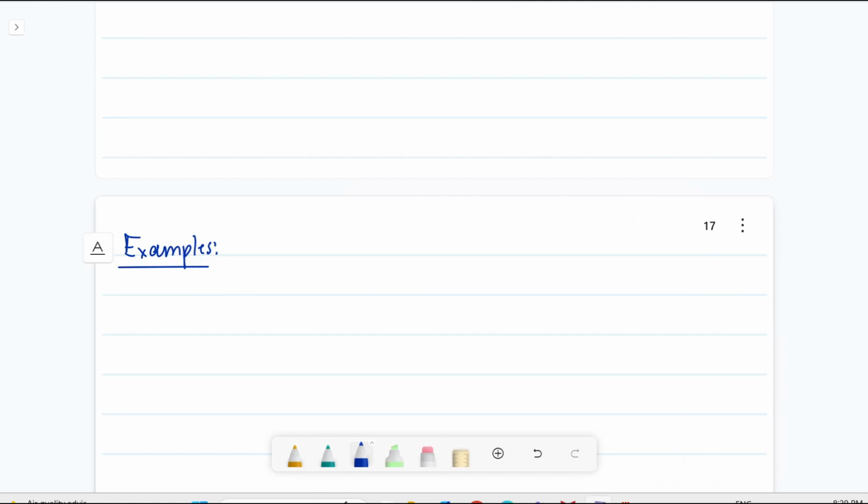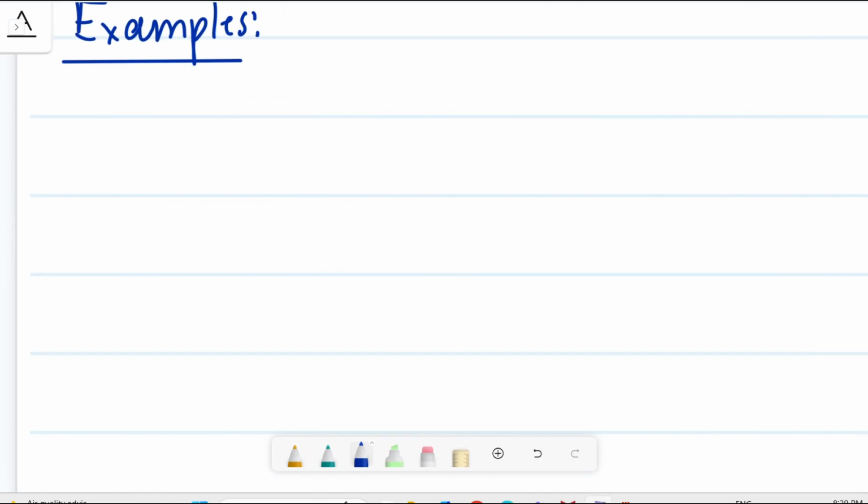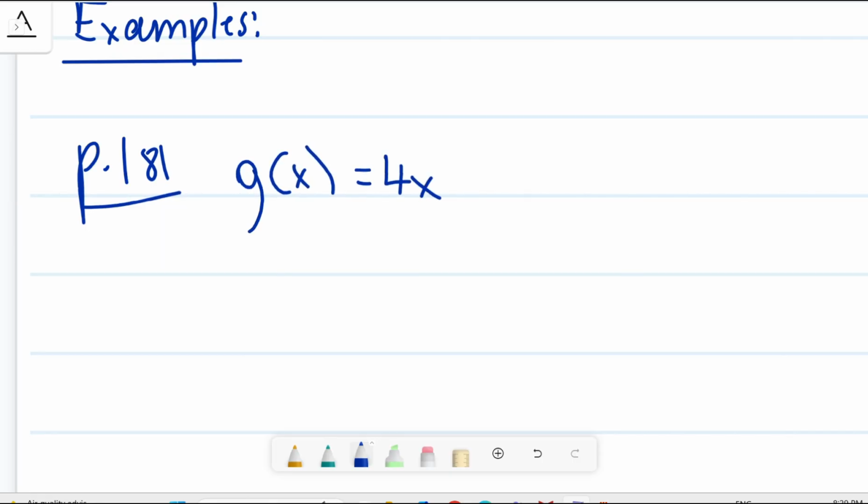And this is why now we will move to a few examples. We will start with basic examples and then increase difficulty. So, first of all, these examples come from page 181 in the book. So let's start. Suppose g of x equals 4x plus 7. Let's find the derivative of g of x.